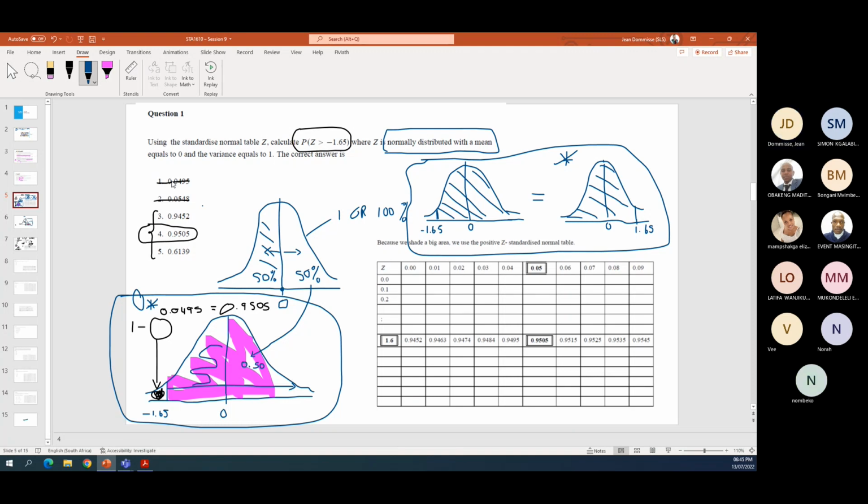No, I think I get it. So the purple area, you colored it because the Z is greater than negative 1.65, right? Perfect. So yes. Number 1. Cool.